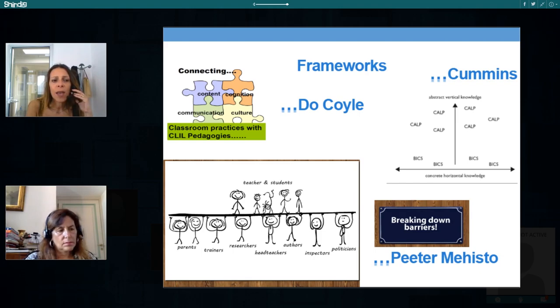But with CLIL, we have to make a sort of shift towards this cognitive academic language proficiency, which refers to the language of schooling. So we have to improve also a higher level of competency in the foreign or second language, including specific vocabulary and structures, which are relevant to that particular subject area. And so this is a wider and higher level of language competence.